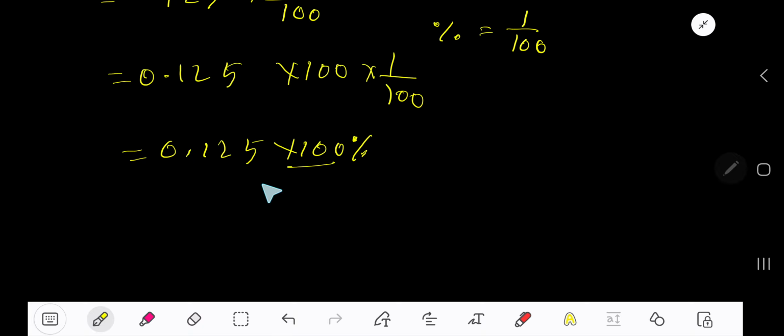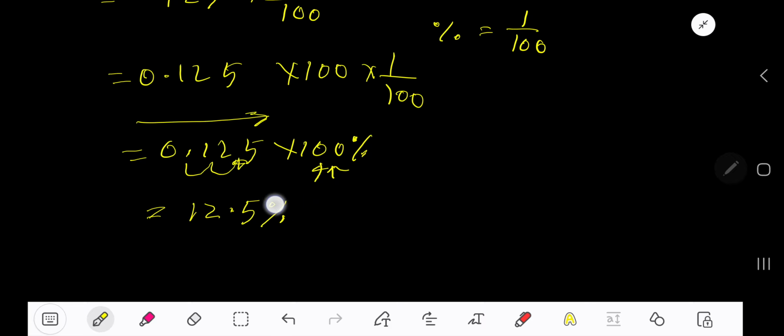To multiply a decimal by a power of 10, just count the number of zeros and move the decimal from left to right equal to that number of zeros. 2 zeros, so the decimal point will move 2 places. So we are getting 12.5%. This is the answer.